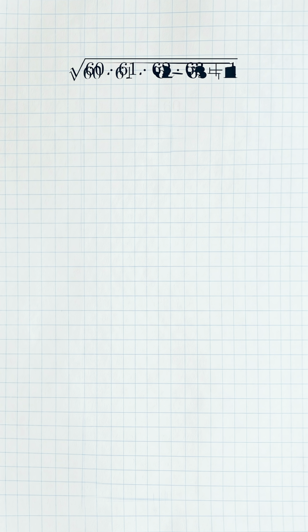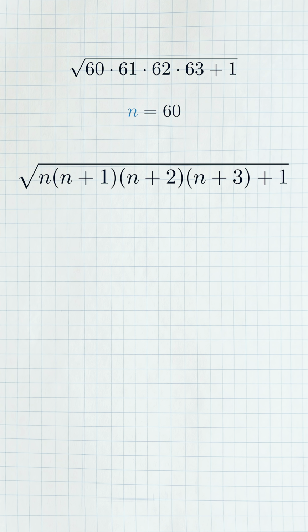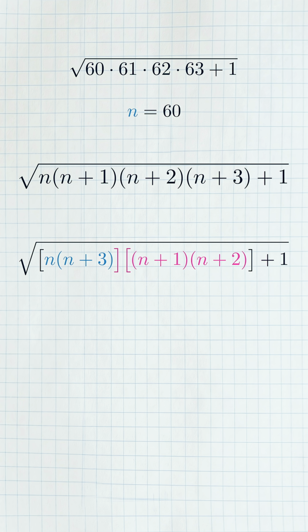Let's think of this first 60 as just n, and then we're multiplying by the next number up, the next number up, the next number up, and at the end, of course, we're adding 1 to all of that. We're going to group these in a special way. We're going to group the n and the n plus 3, and we're going to group the n plus 1 and the n plus 2.